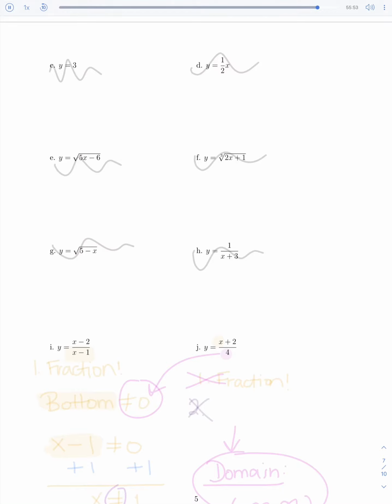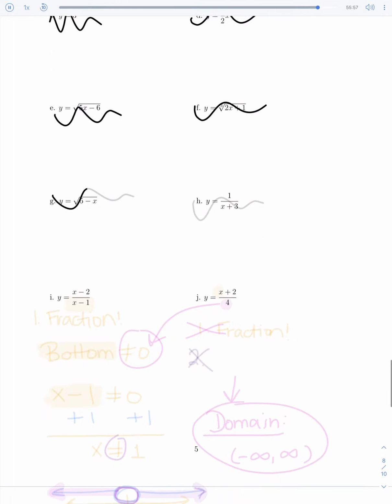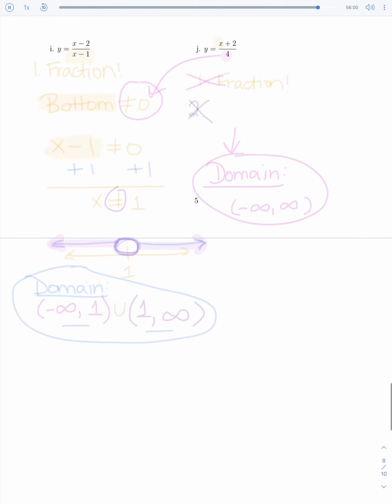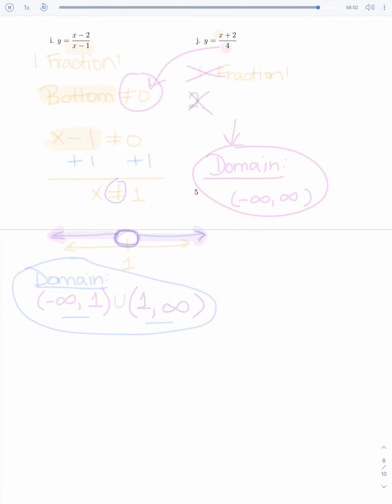Continuing along, we've done all these problems except for the last two, I and J. We're still looking at finding the domain. Now, in I, we do have a fraction again. So that's going to be our problem, is we have a fraction. And the problem with fractions, and we don't want to get distracted here, is we only care about one part of the fraction. And that's the bottom.